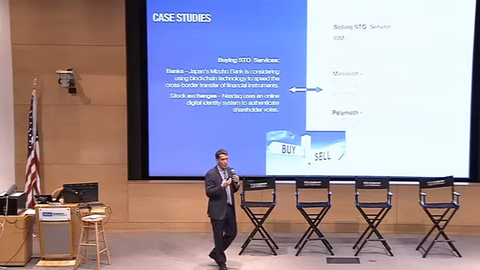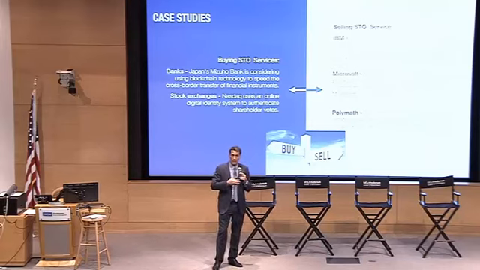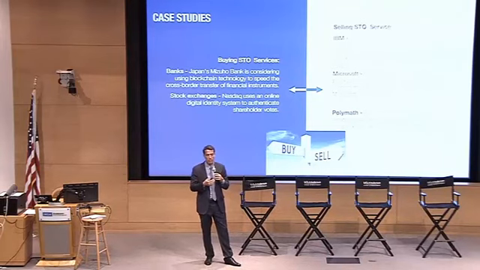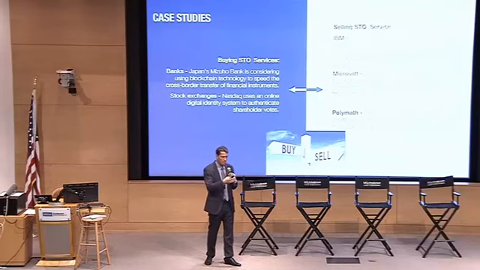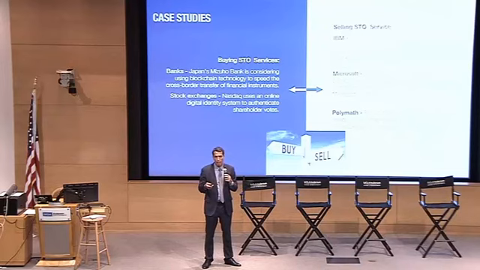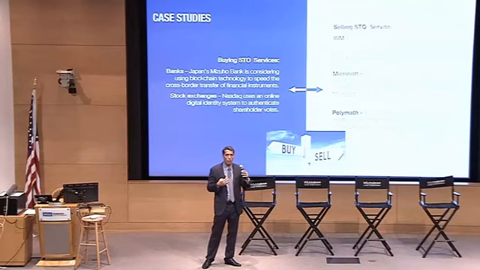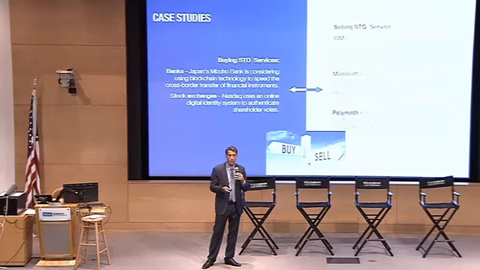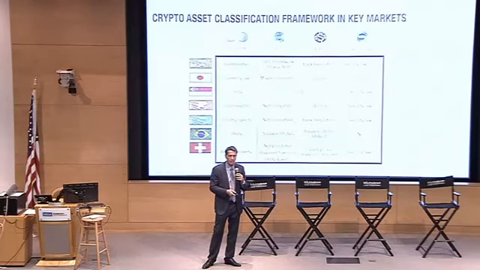Microsoft is working with R3 so that R3 can utilize the Microsoft servers. And Polymath, which is one of the main issuing platforms around, is now building their own blockchain to be focused on trading of security tokens. So this is definitely the future.